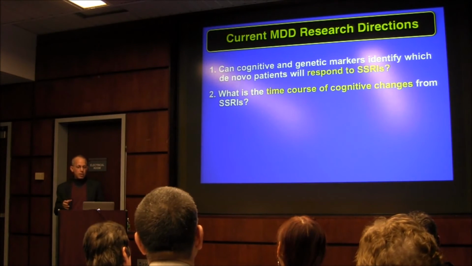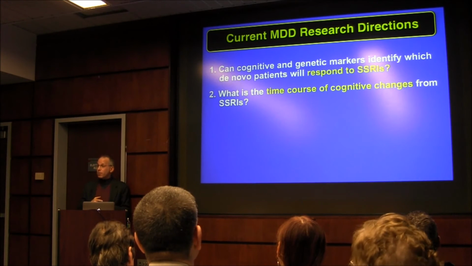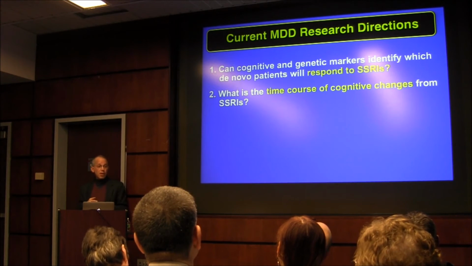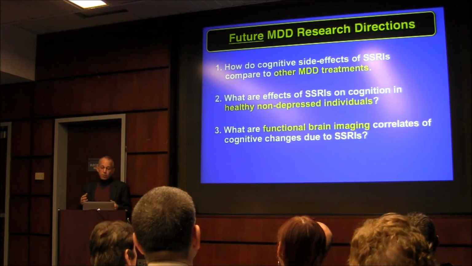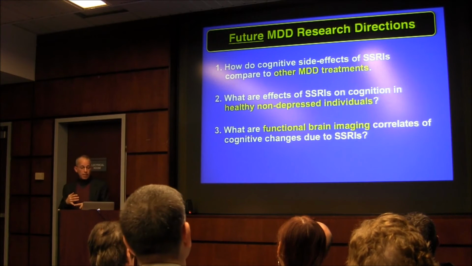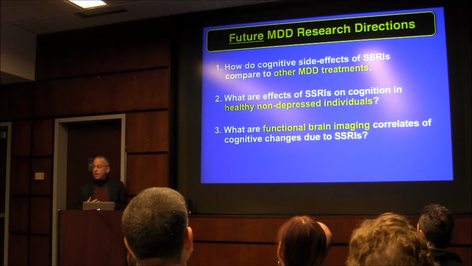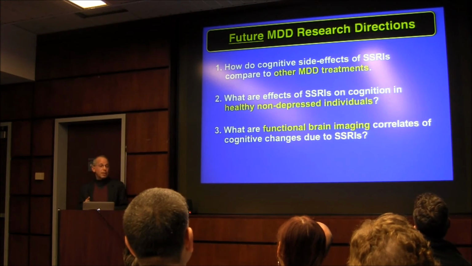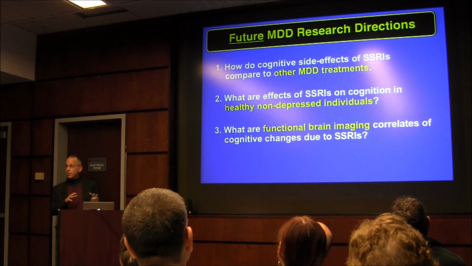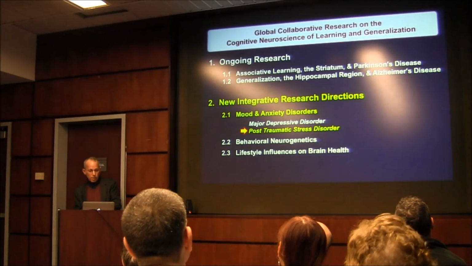So some of the current directions are looking at some of the cognitive and genetic markers to identify, at the de novo state, who will and will not respond to SSRIs, very clinically relevant because only about half of people do, and to understand the time course of these changes. Some of our future directions are looking at the cognitive side effects of SSRIs and how they compare to other treatments, looking at the effects of SSRIs in healthy non-depressed individuals, and looking at some functional brain imaging correlates of the cognitive changes due to SSRIs, some projects that are in collaboration with Catherine Harmer at Oxford.